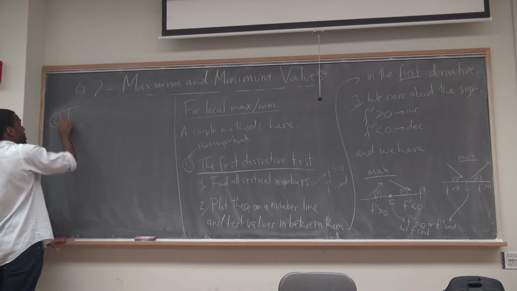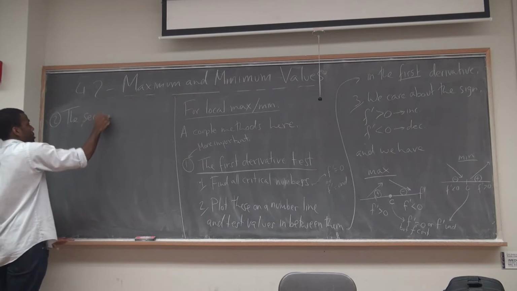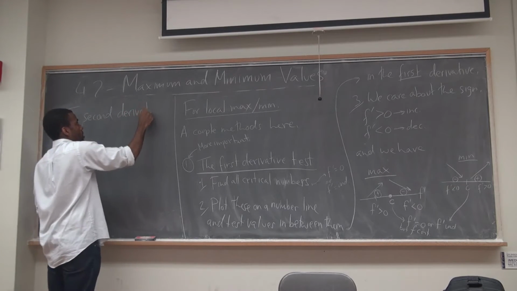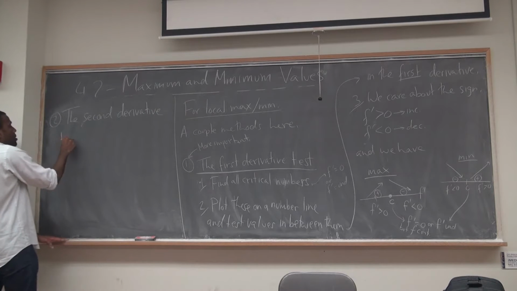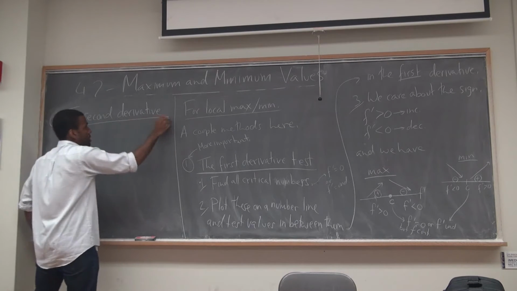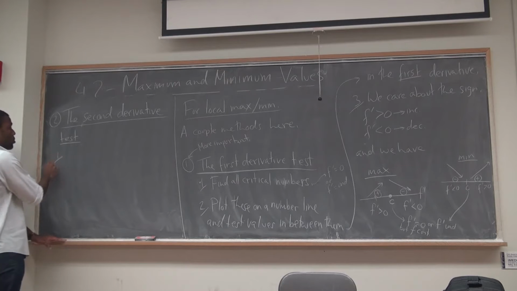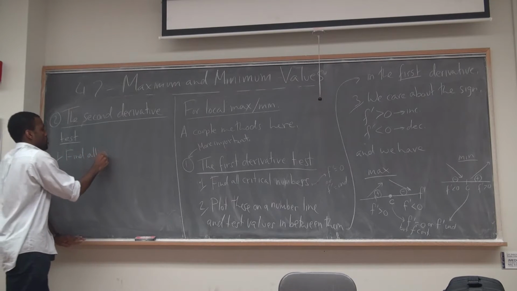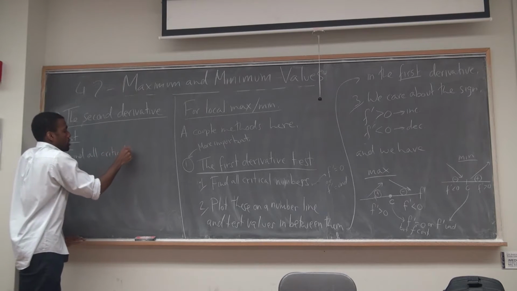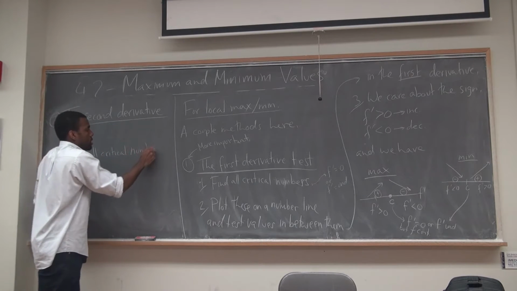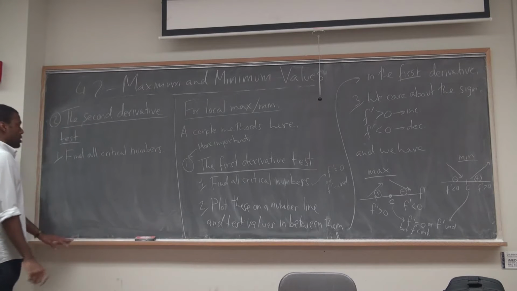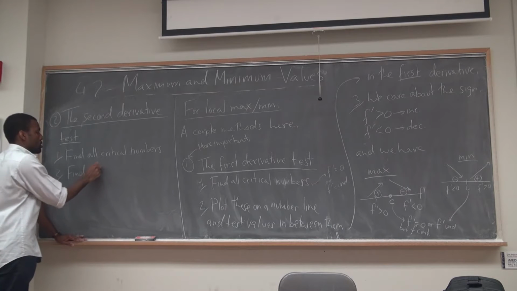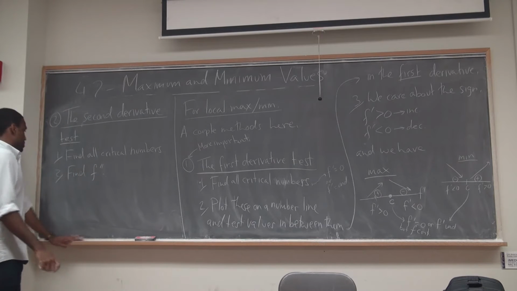Two, there's also something called the second derivative test, but I pretty much never use it, but you can use it if you'd like to. As the name suggests, this uses the second derivative. So in step 1, again, you find all critical numbers. So you find the derivative, set equal to 0 or undefined. Just do all that. Then you have to find the second derivative, f double prime.